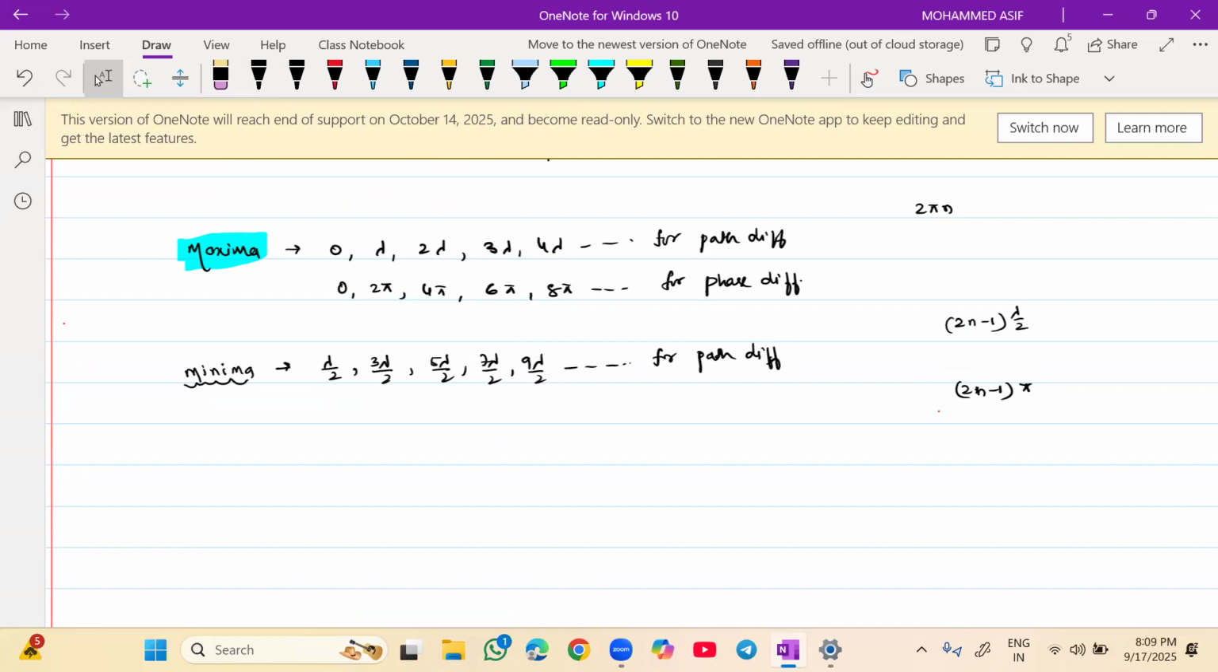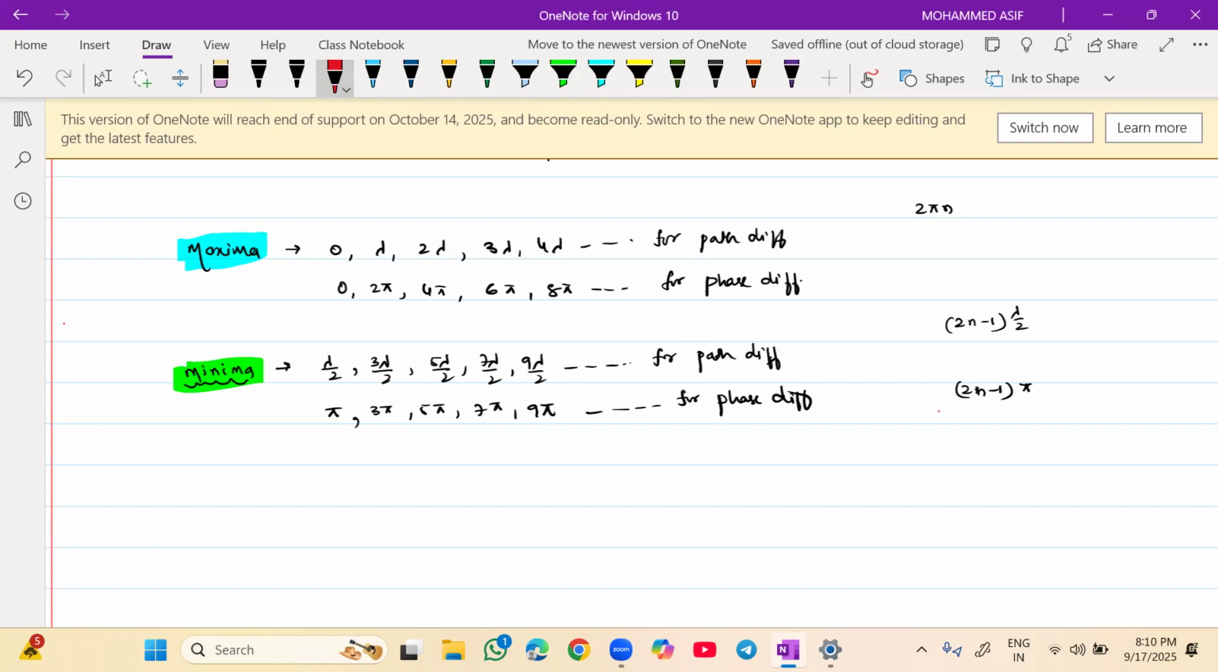You keep n value 1, so 2 minus 1 is 1, so it will be equal to pi. Then you keep n as 2, 2 into 2 is 4, 4 minus 1, this will be equal to 3 pi. This will be 5 pi. Next one is 7 pi. Next one is 9 pi. And so on. This is for your phase difference. Am I clear?